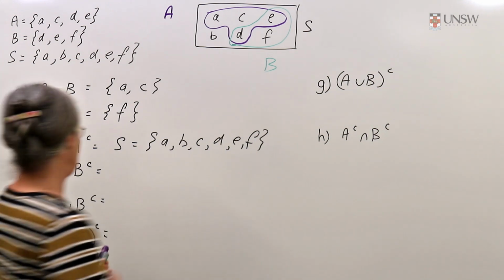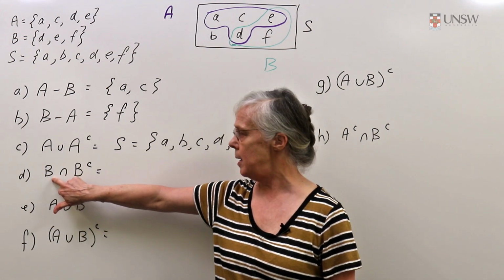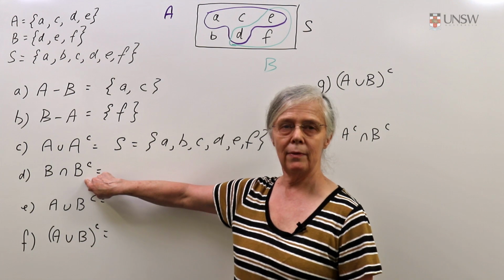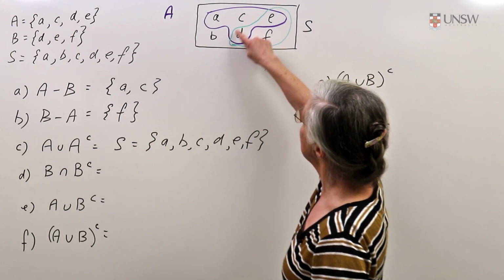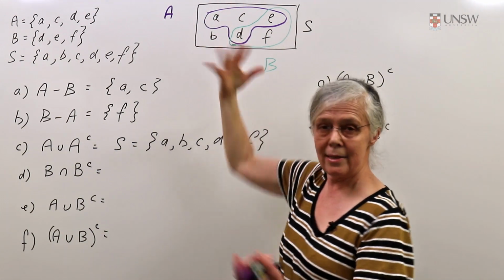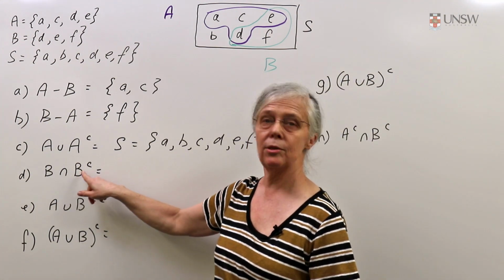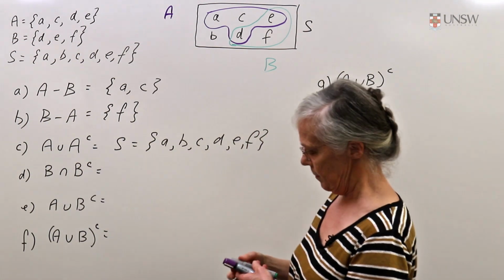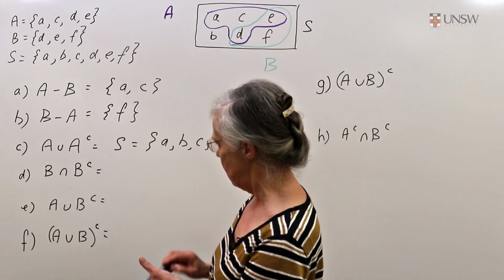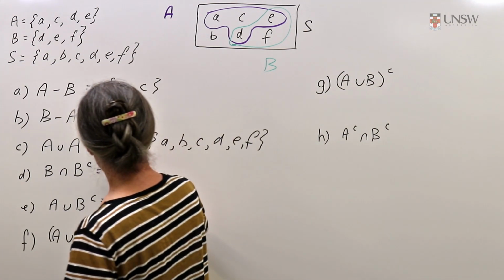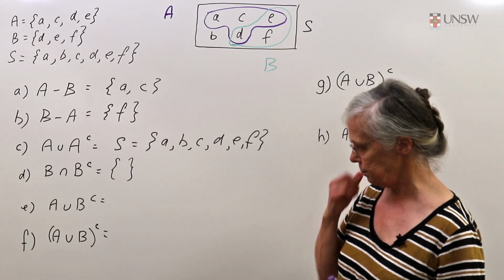The next thing we have is this one here. This time we have an intersection. So here we want everything that's in B and also not in B. So we want everything that's in this green, that's B. Things outside B are B complement. So everything that's in B and not in B, there's nothing. Always B intersect its complement is going to be the empty set. Can't have anything in a set and not in the set.